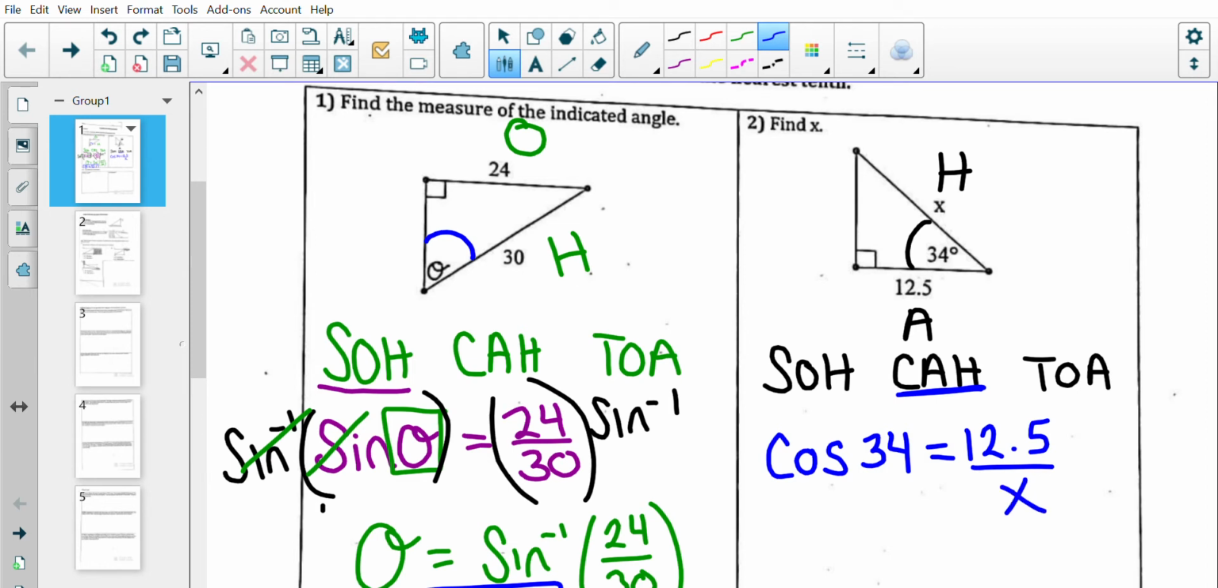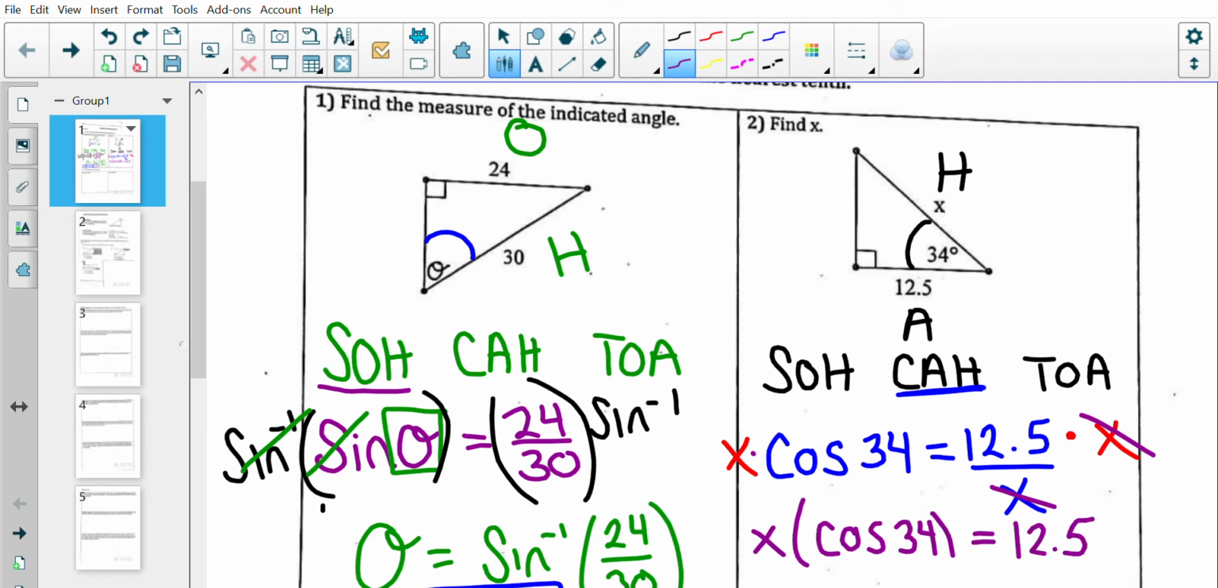Now this time we are not finding an angle. This time we're trying to find the missing side length. So we will not press the second button on our calculator. But before we can go to the calculator, we still have to solve for x. We cannot solve for a variable when it's in a denominator. So the first thing we're going to do is get x out of the denominator. The x's will cancel, and we're going to have x times the cosine of 34 is equal to 12.5.